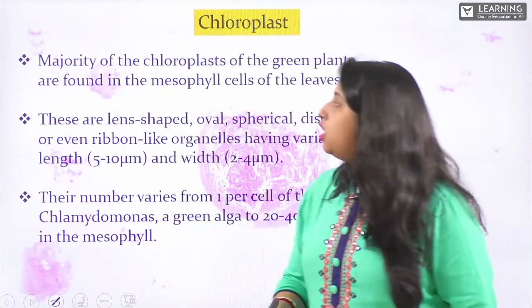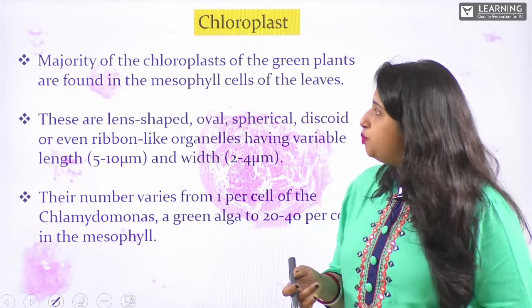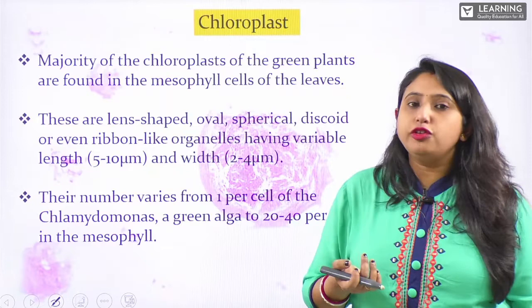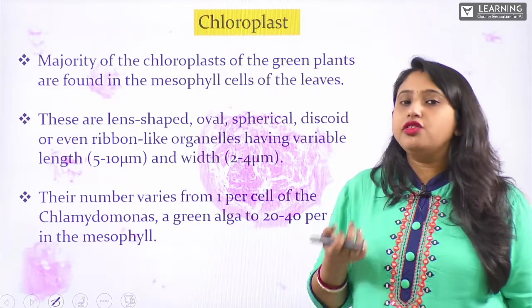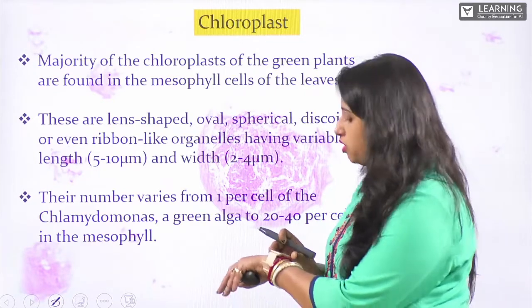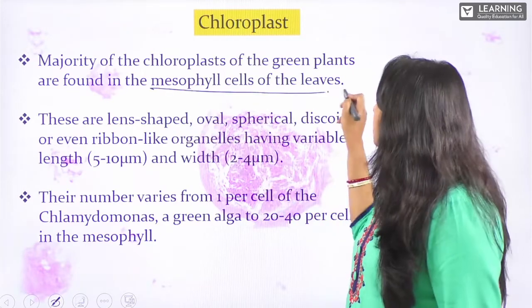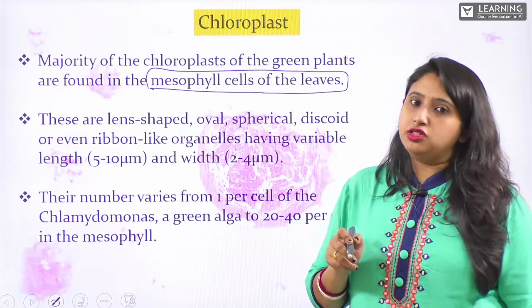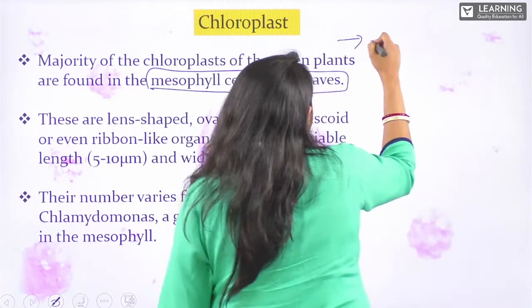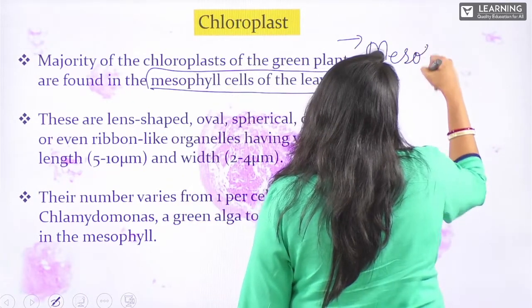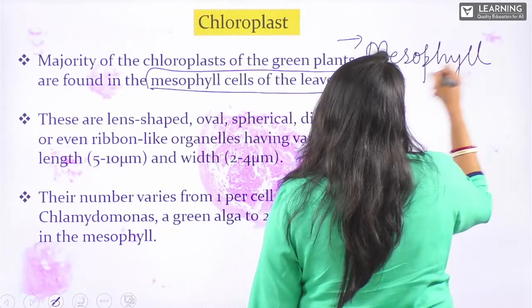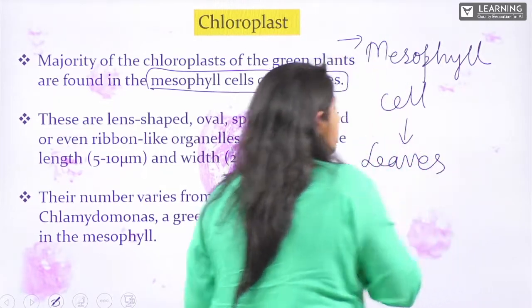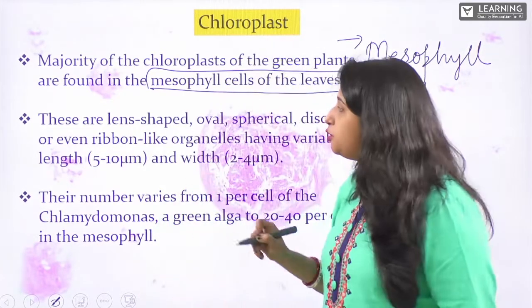So this is all about the plastid, that is leucoplast. As you know, the size of the chloroplast will vary, and we know that it is a green color pigment. Where is it found? It is found in the mesophyll cells of the leaves. It is a green color pigment.